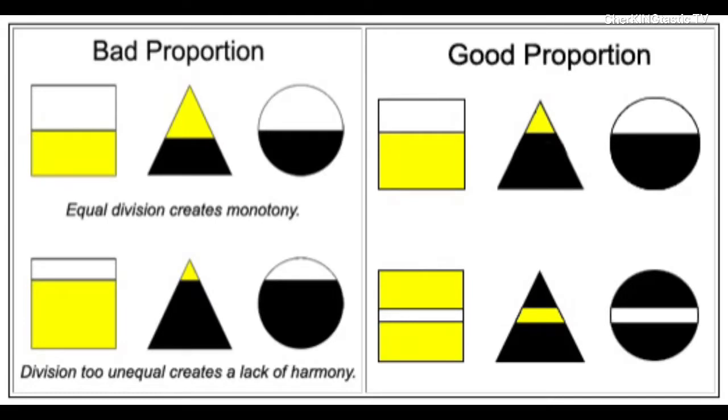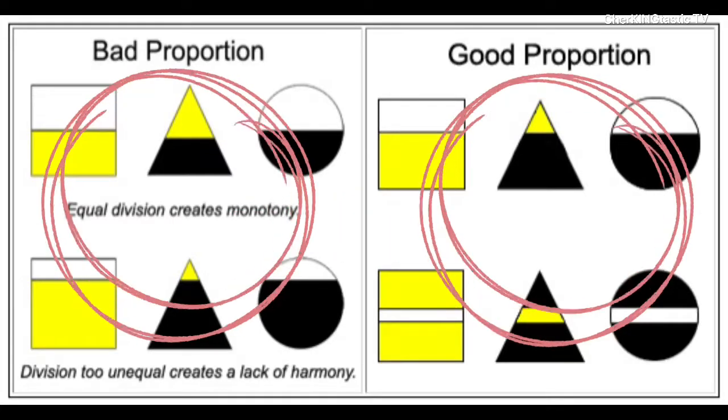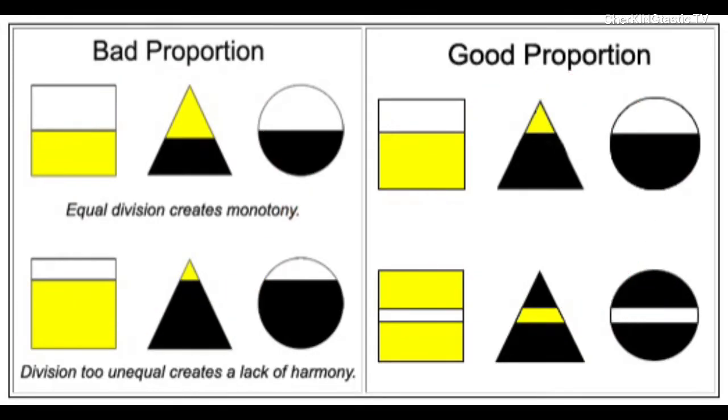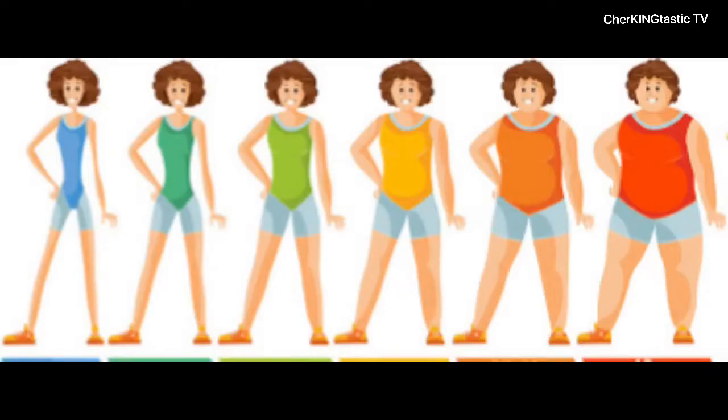Proportion is usually not even noticed until something is out of proportion. When the relative size of two elements being compared seems wrong or out of balance, it is said to be out of proportion. For example, if a person has a head larger than their entire body, then we would say that they were out of proportion.